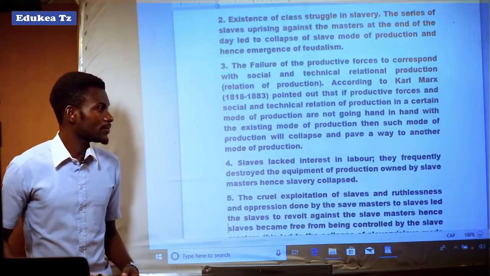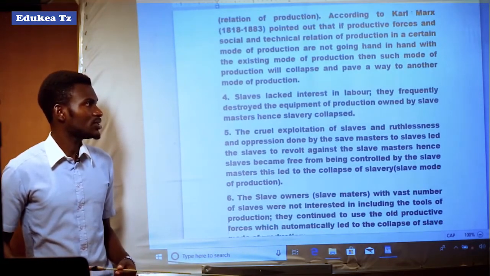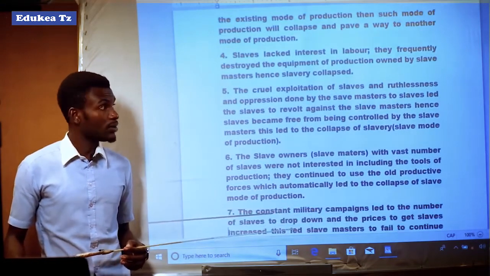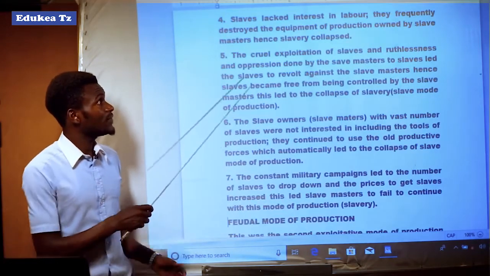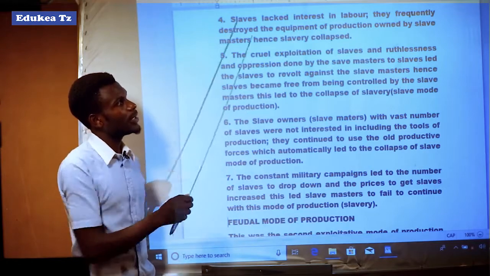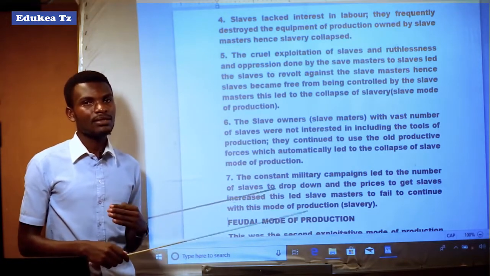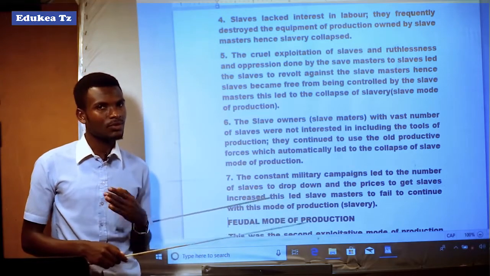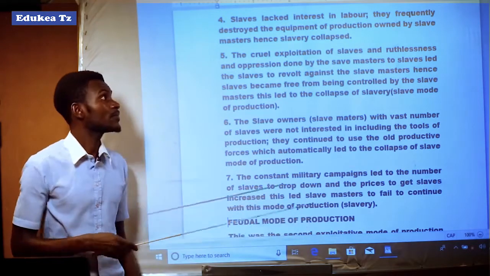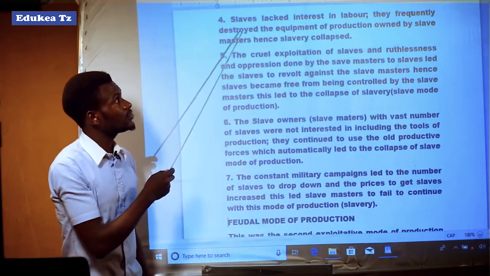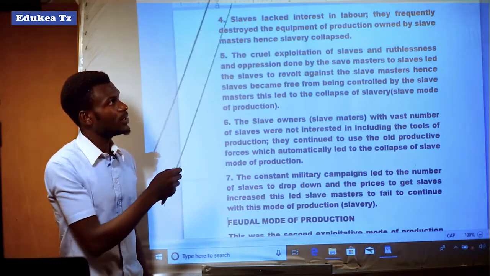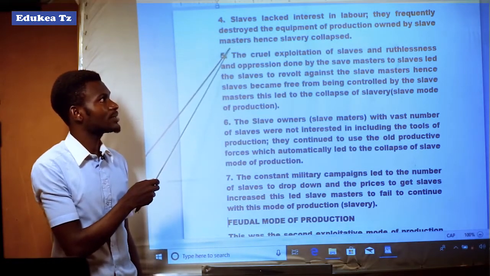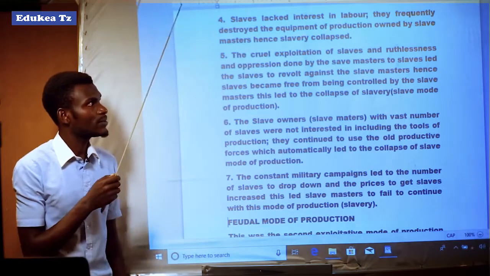Another, or the fourth, factor for the transition from slavery to feudalism was that slaves lacked interest in labor. It means that slaves were not preferred to be used in production. They frequently destroyed the equipment of production owned by slave masters, hence slavery collapsed.